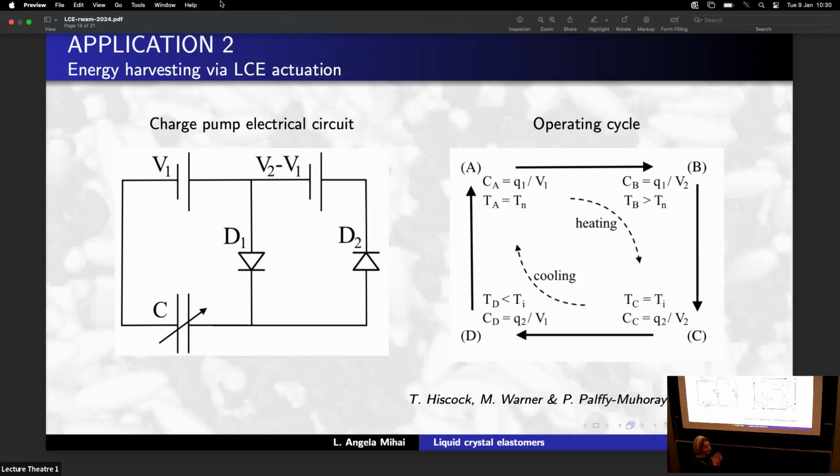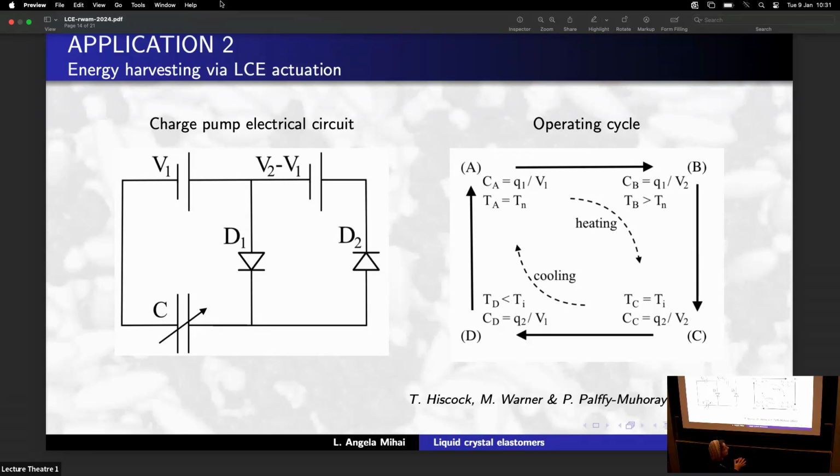So the elastomer is in a nematic state at low temperature. And for this one, the capacitance gives Q1, which is the charge under voltage V1. But then the elastomer is being heated. Say you want to harness solar heat. You can do the same with light. So instead of heat, you can have light.